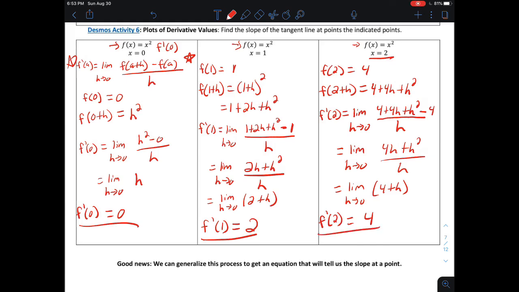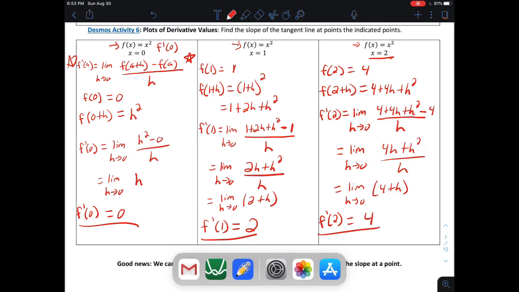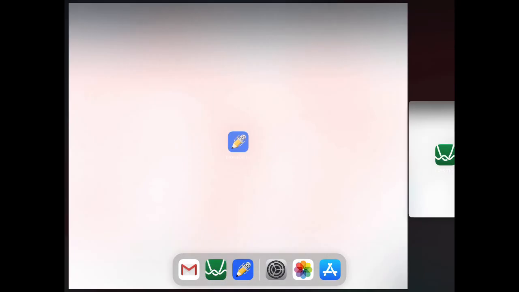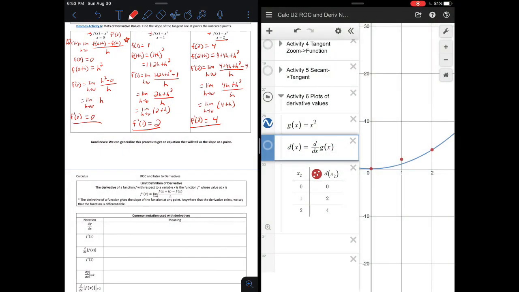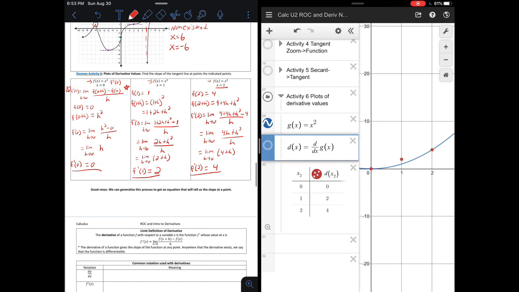Now, you might be thinking to yourself, is there a way we can generalize this and speed this up so that we can get an equation that would tell us the slope at any point if we were to just plug in? And the answer to this is yes. What we're going to do is pull up Desmos. I have a table that is plotting the same derivative values that we just found for f at x equals 0, 1, and 2, or the slope of the tangent line there.